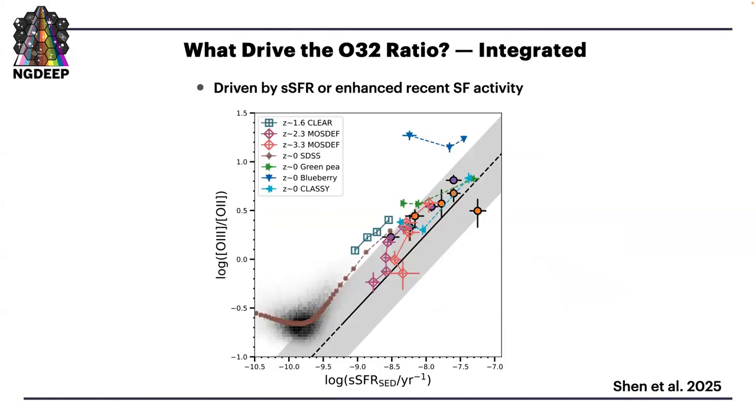First we look at the O3-2 ratio. We continue to look at the integrated part, and this is the O3-2 ratio as a function of specific star formation rate. When we plot it, we see galaxies are in the same relation, including different galaxy samples. This gives us the idea that enhanced star formation activity drives the O3-2 ratio to be higher.